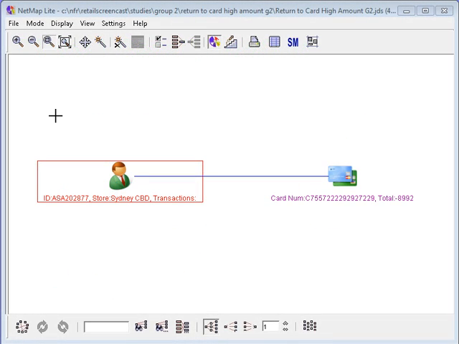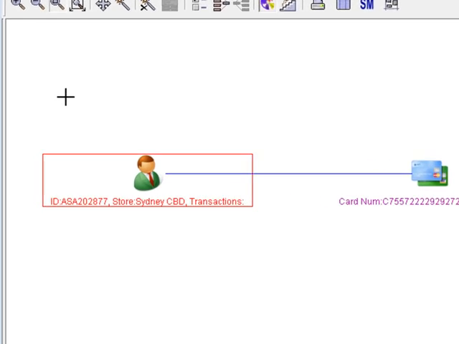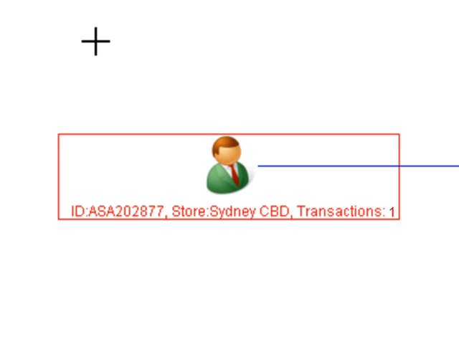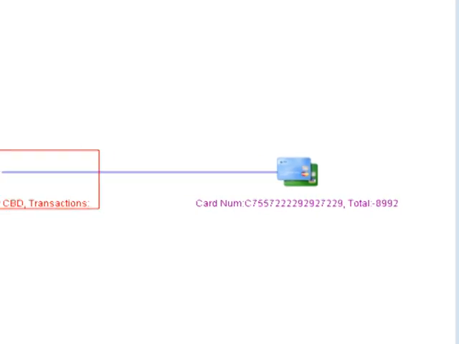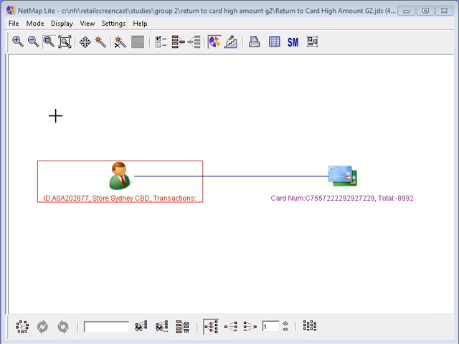By way of introduction, let's look at how Netmap visualizes a single row of retail data. On the left, we have a sales assistant. Here we can see the most important information about this employee: their staff ID, the store they work in, number of transactions they've processed. On the right, we have a credit card used by a customer in the store. Notice the credit card number and the net amount of money spent using this card. When we see a line joining a card to a sales assistant, we know that the customer has bought or returned items from this sales assistant.